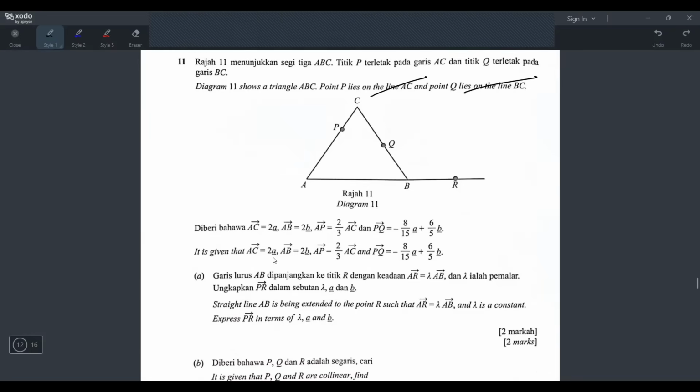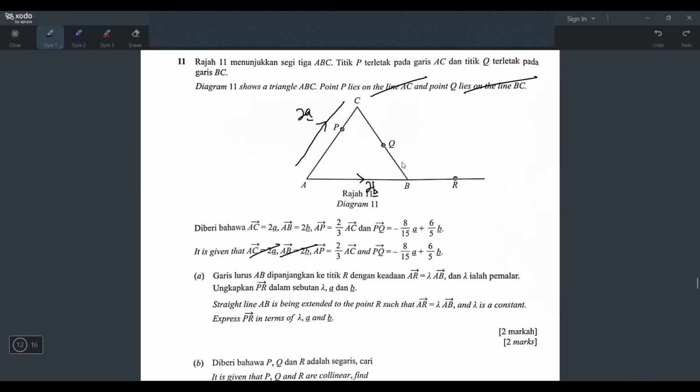Now it says given that AC is 2A. This one can be labelled AC 2A. What I'm going to do is draw another line here and then put an arrow and then 2A. I don't want to label like this because later I might get confused, I might think it's A to P. That's why I draw another line, because the P confuses me. AB is 2B. This one can be labelled straight away, 2B like that.